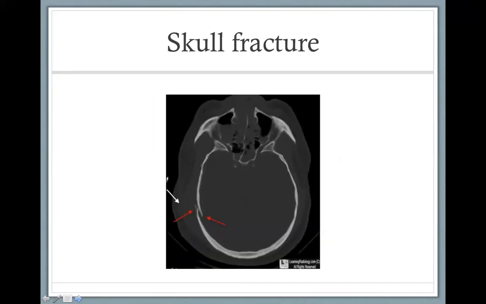Again, just like elsewhere, whenever you want to assess the bone, you want to use a bone window. So this is a patient who had a trauma. As you are looking through the images, you change the windows to assess different structures. For example, when we turn on the bone window, we are able to see the fractures better and easier.